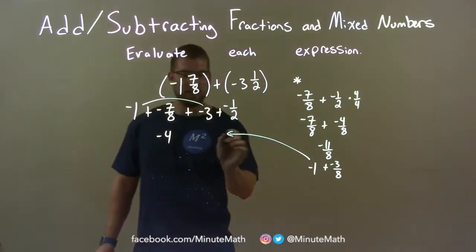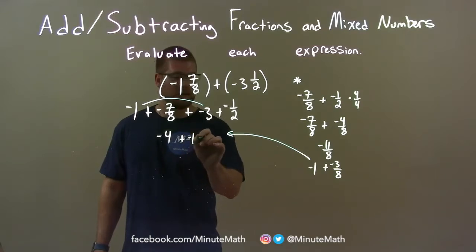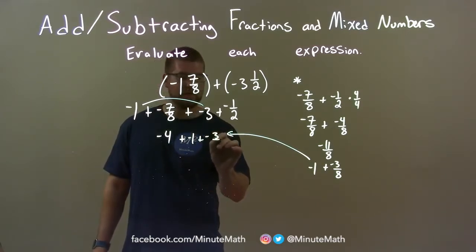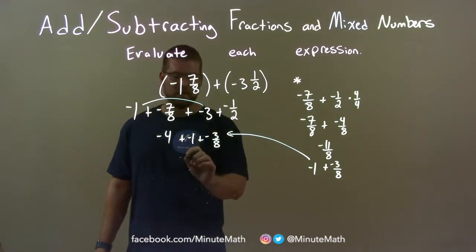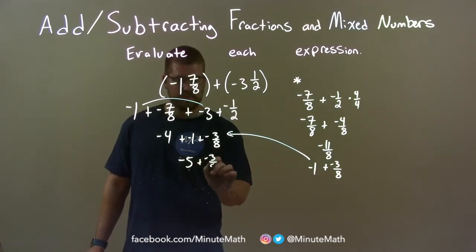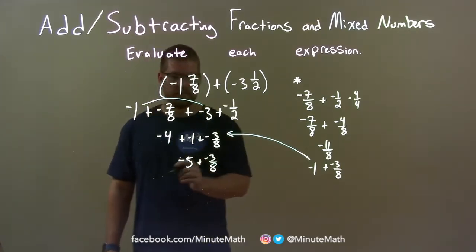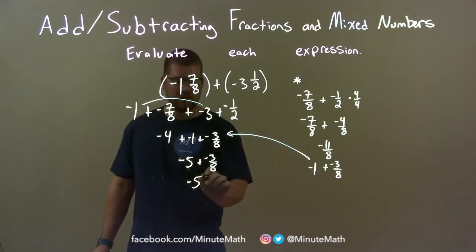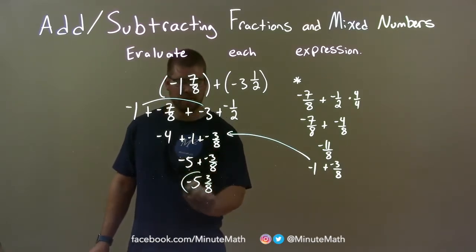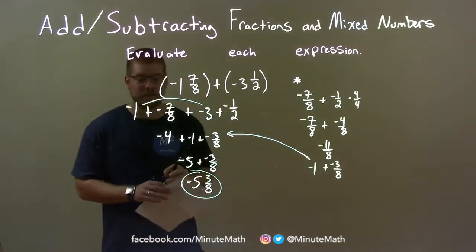That I bring over here, plus a -1 plus a -3/8. Okay. Well, the -4 that we found plus the -1 is a -5. And then we can bring down the -3/8 here. Now we can combine these two to be one fraction. So we have -5 and 3/8 here. And there we have our final answer.